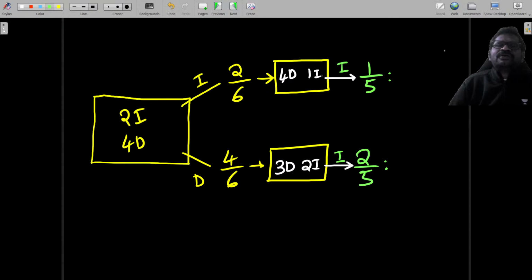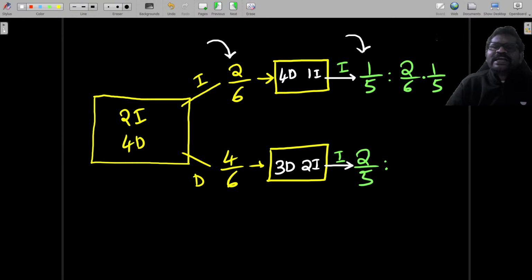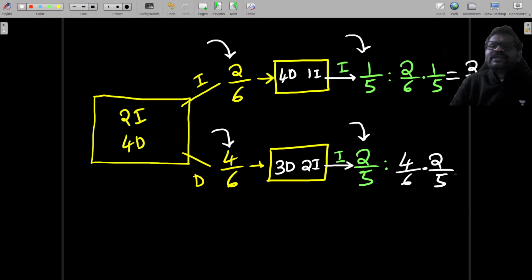Now 2 by 6 multiplied with 1 by 5. This is the probability of losing the identical key and the probability of opening the identical lock. This is the probability of losing a different key. This is the probability of opening the identical lock. 4 by 6 multiplied with 2 by 5. This is 2 by 30. This is 8 by 30.